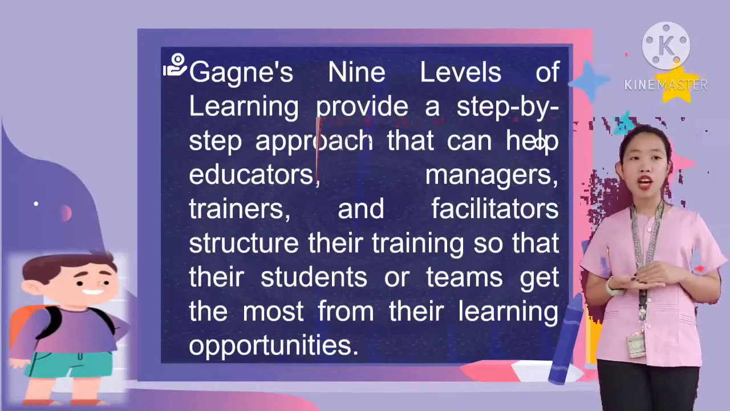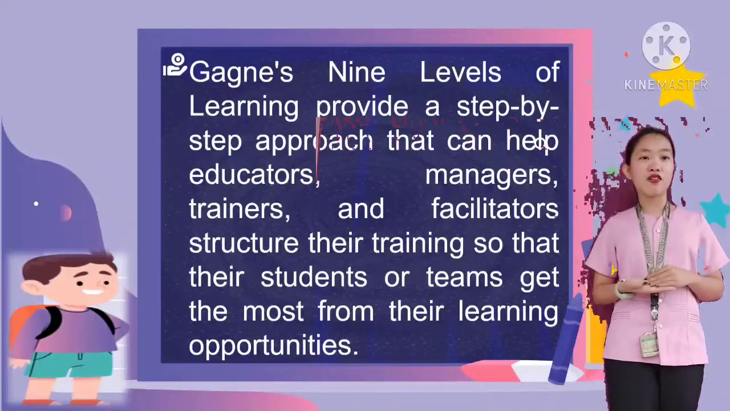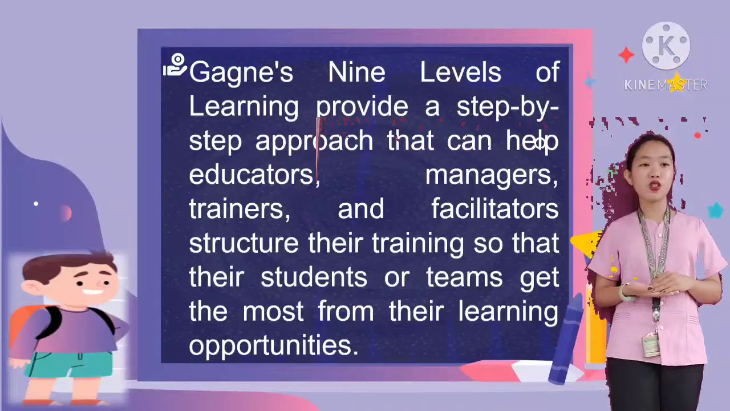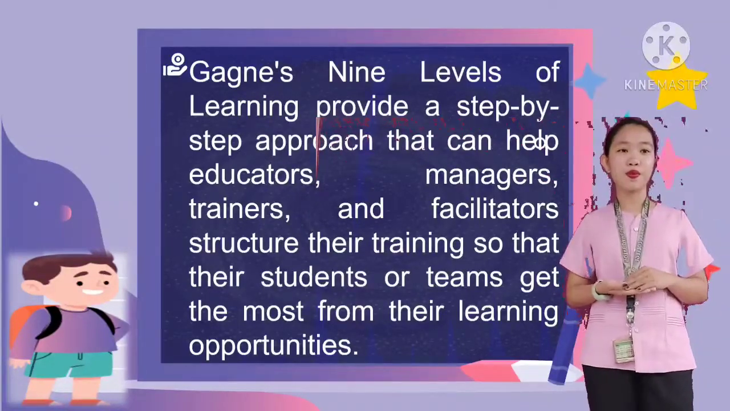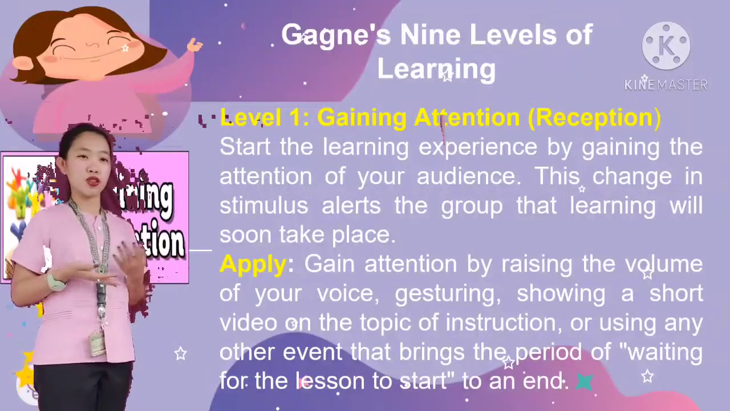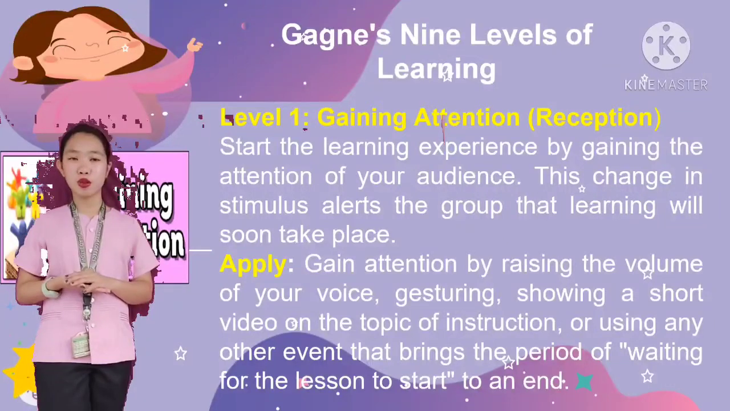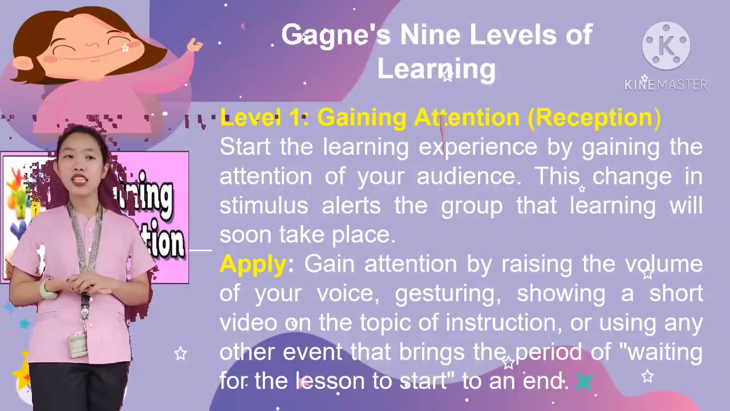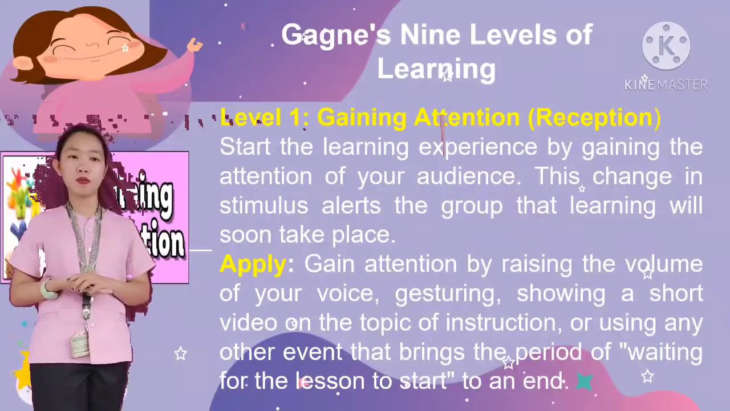Gagne's 9 levels of learning provide a step-by-step approach that can help educators, managers, trainers, and facilitators structure their training so that their students or teams get the most from their learning opportunities. Here are Gagne's 9 levels of learning. First, level 1, gaining attention or reception. Start the learning experience by gaining the attention of your audience. This change in stimulus alerts the group that learning will soon take place.